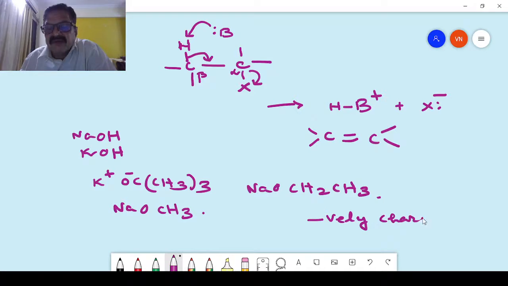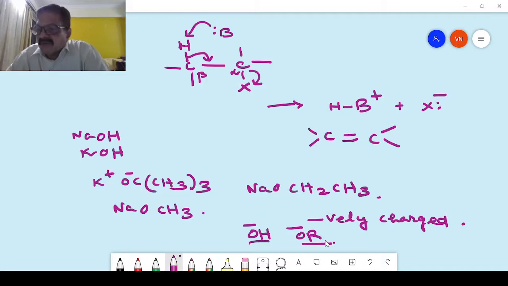Negatively charged bases are the most common bases used. These are oxygen compounds, negatively charged oxygen compounds like OH minus and OR minus. For these elimination reactions to take place, the most common bases being used are negatively charged oxygen compounds like OH minus and OR minus.